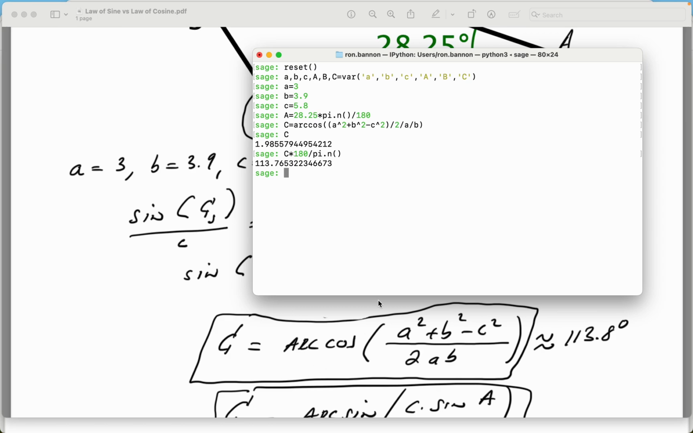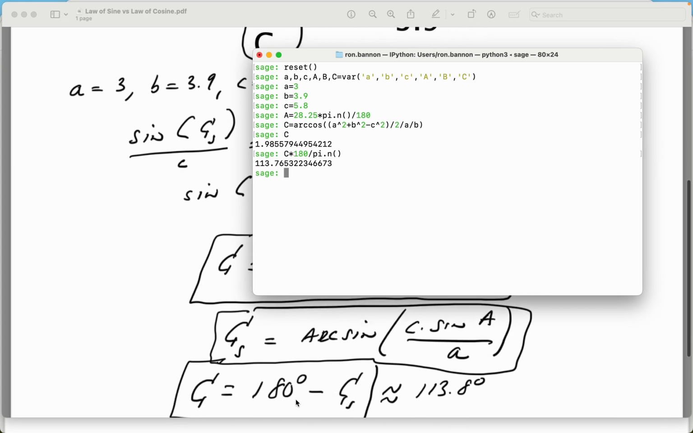I'm also going to use the law of sines. And what I need to do over here is understand that, with the law of sines, I have to type this in now. And I don't think it's that bad to do, but I will type it in. So I'm going to say C equals, I can't use 180. What am I going to be using? I'm going to be using pi. I'm going to approximate that.